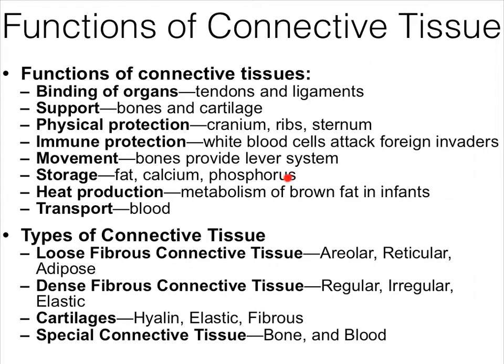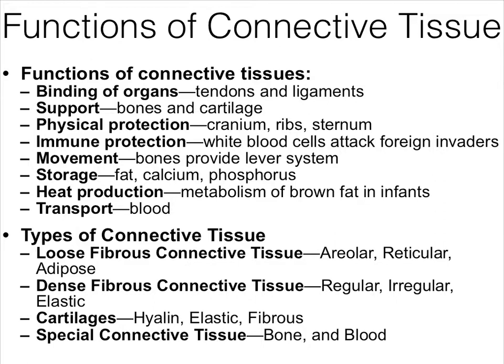Storage: fat, calcium, phosphorus, other things. Many things are stored in connective tissue. Fat cells, adipocytes, obviously store fat. Calcium is stored primarily in your bones, as is phosphorus.